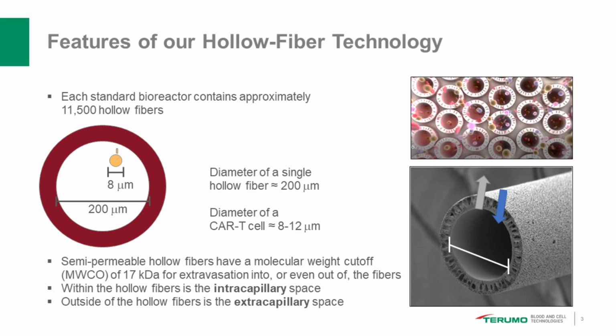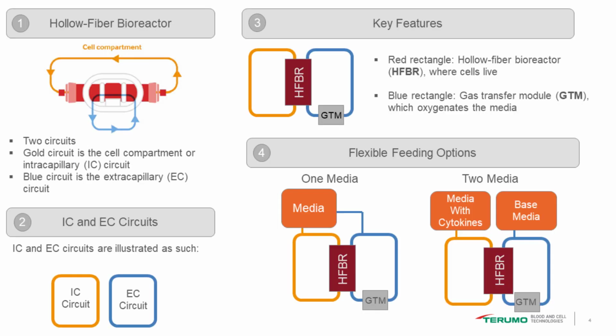So the hollow fibers are actually semi-permeable. They have a molecular weight cutoff of about 17 kilodaltons, which allows you to extravasate either into or out of those fibers. Items below 17 kilodaltons have the propensity to pass across, so you think about small solutes such as glucose or any waste products, we can direct either into or out of those fibers. Within the hollow fibers, the space is known as the intracapillary space, and outside of the hollow fibers, the space is known as the extracapillary space. And I'll explain more about that in the next few slides.